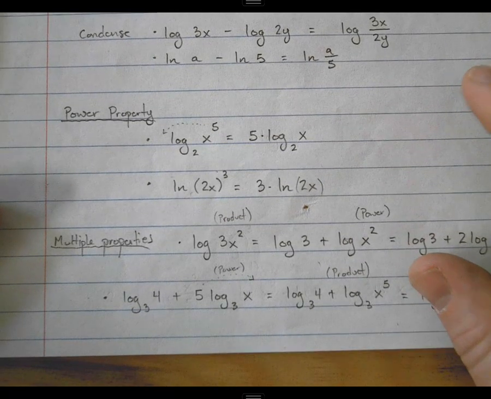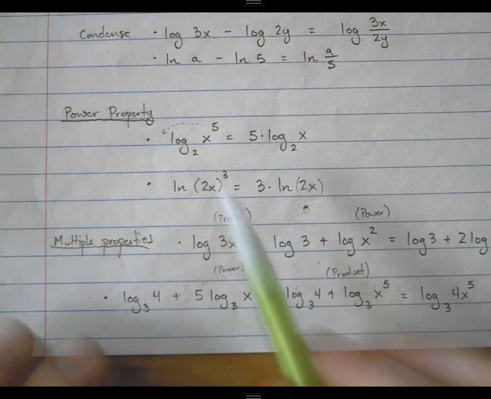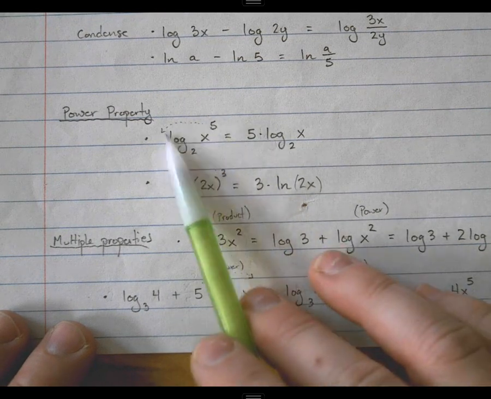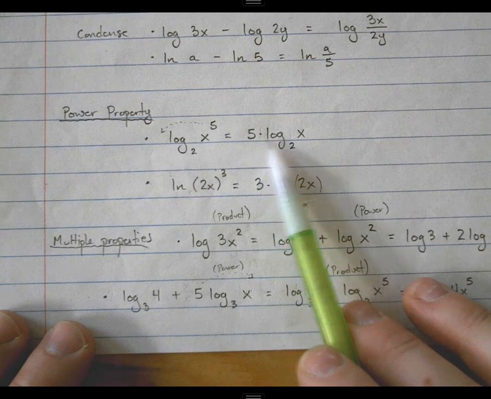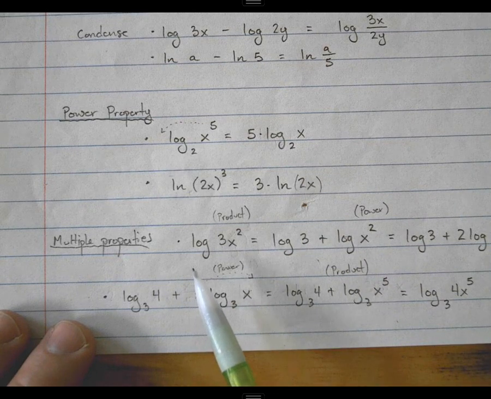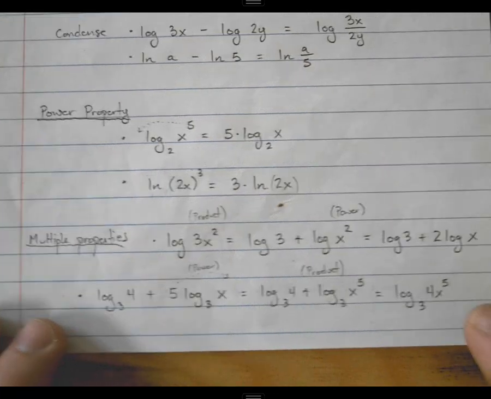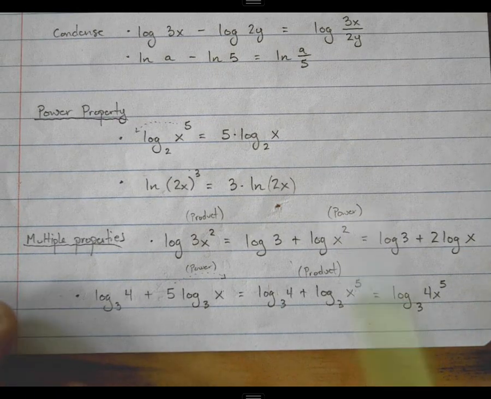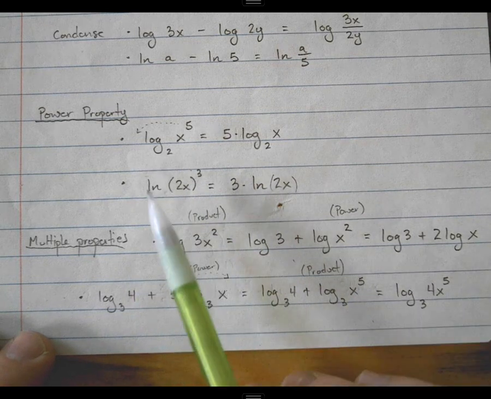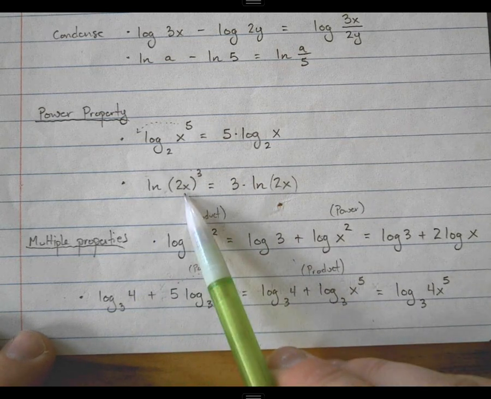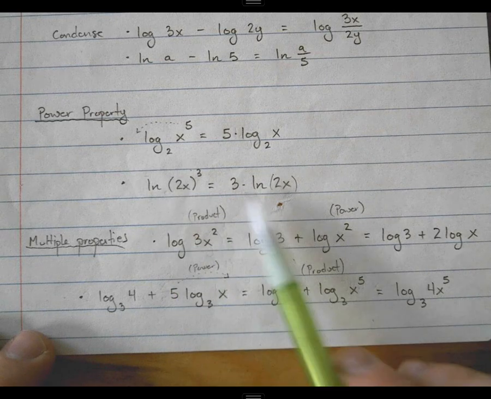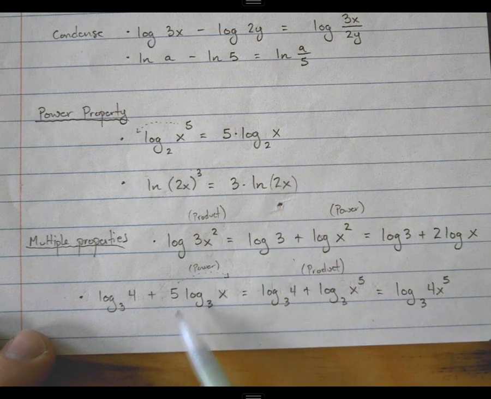Here we have an example of the power property. In this case, log base 2 of x to the 5th. You can bring this 5 down in front and write it as 5 times log base 2 of x. And I could show a proof of that property. I'm not going to do it in this video just because I try to keep them short. But that's one that's actually pretty easy to prove. Second case, natural log of 2x to the 3rd power. Well, we can bring this 3rd power down in front and have 3 times natural log of 2x.